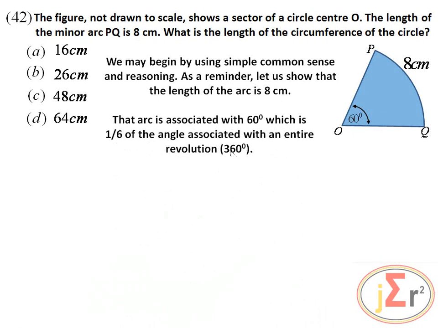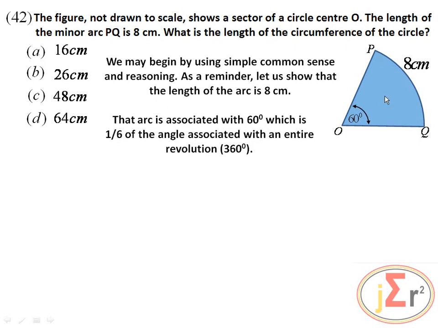That arc is associated with 60 degrees, which is 1/6 of the angle associated with an entire revolution. So if this were a circle, then this arc would have been 1/6 of the entire circumference of the circle, because the angle associated with this arc is 60 degrees. The angle associated with the entire circle is 360 degrees. 60 is 1/6 of 360, so this is 1/6.